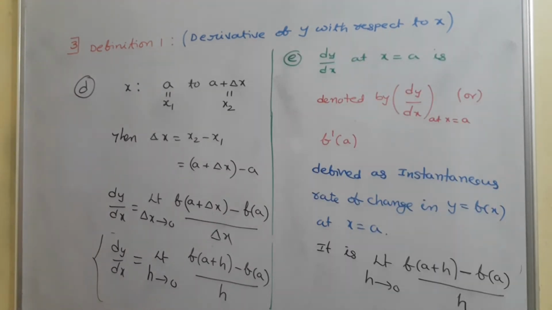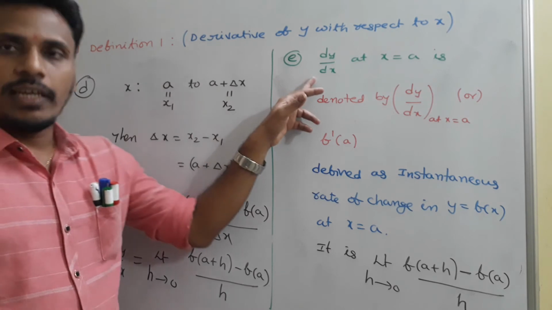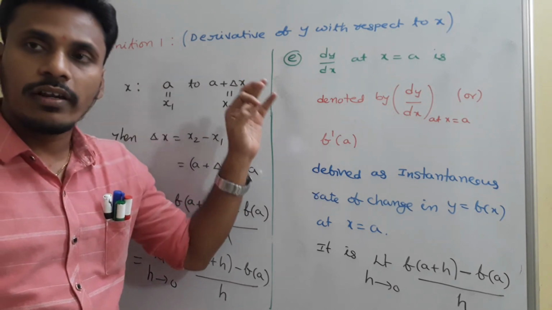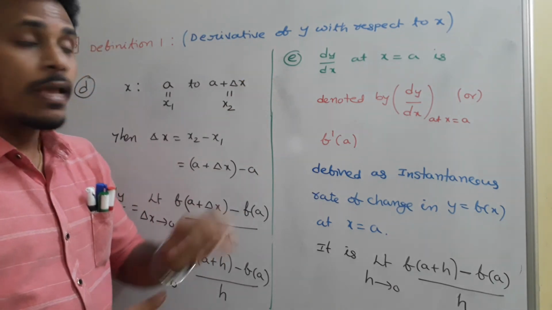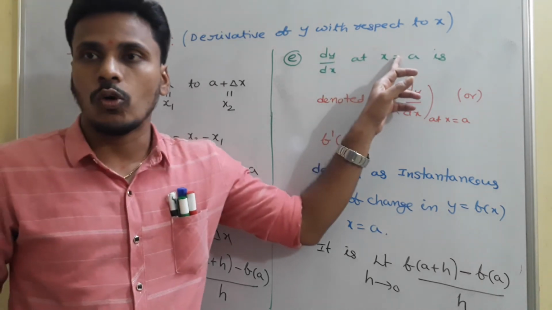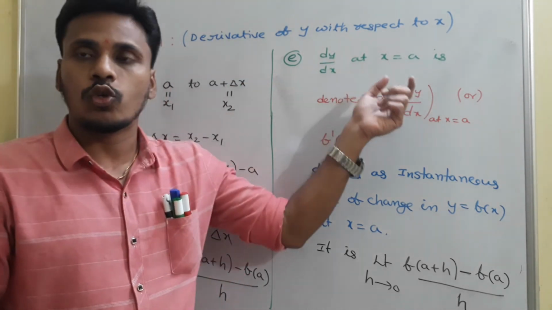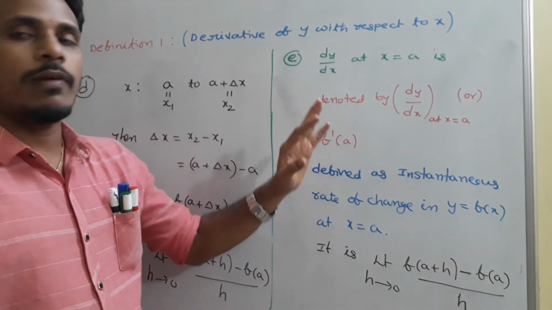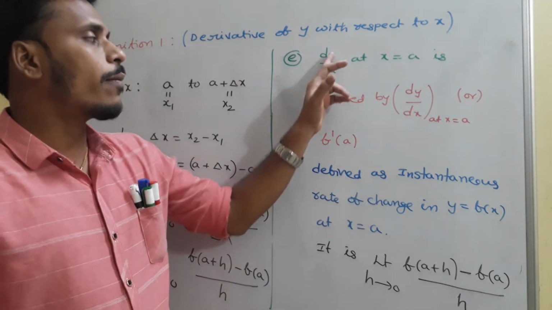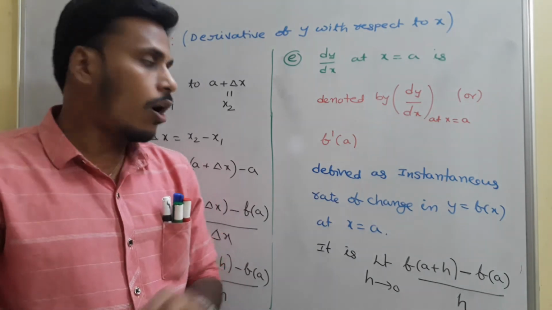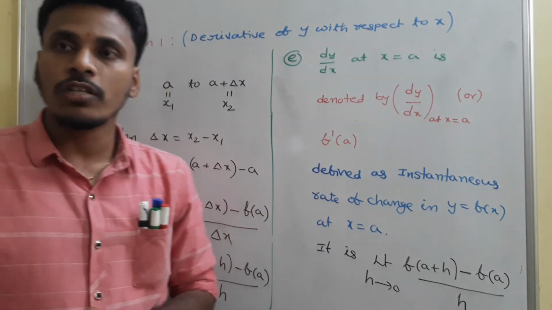So finally, dy by dx. Generally, what is dy by dx? It is the derivative of y with respect to x, and the derivative of y with respect to x at x equals a is denoted by dy by dx at x equals a, or f dash of a. We will denote it in such a way.